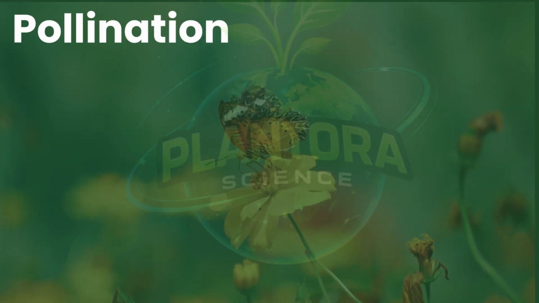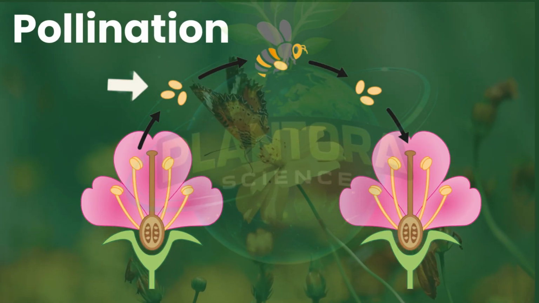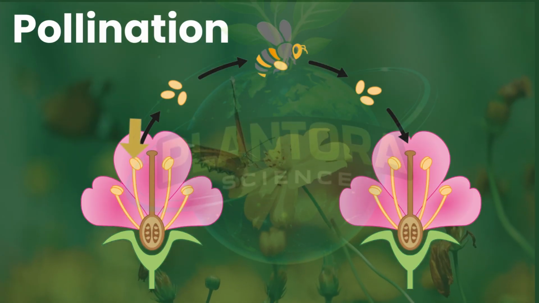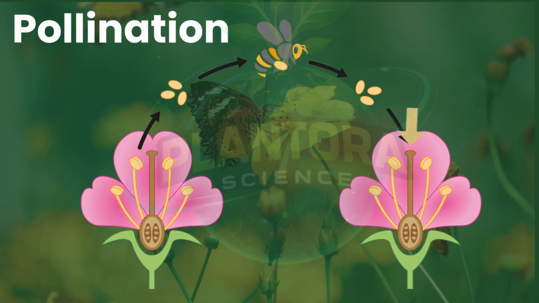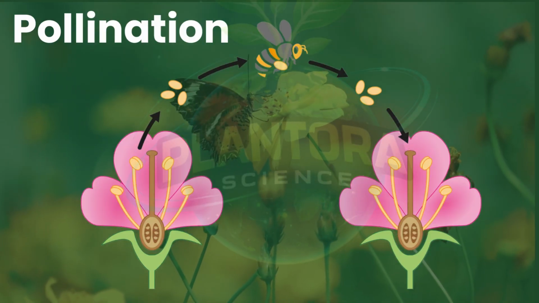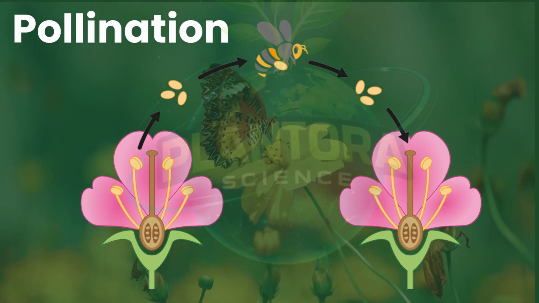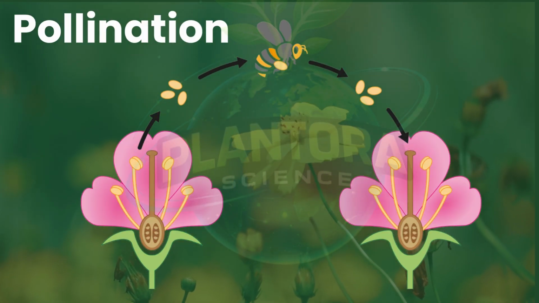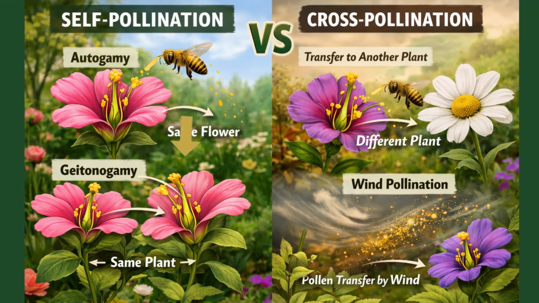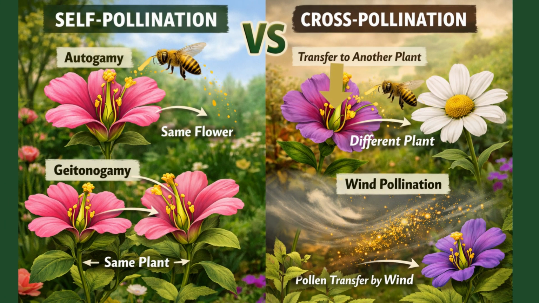Pollination is the process by which pollen grains move from the anther, the male part of a flower, to the stigma, the female part. This transfer is essential for plant reproduction. There are two main types of pollination: self-pollination and cross-pollination.